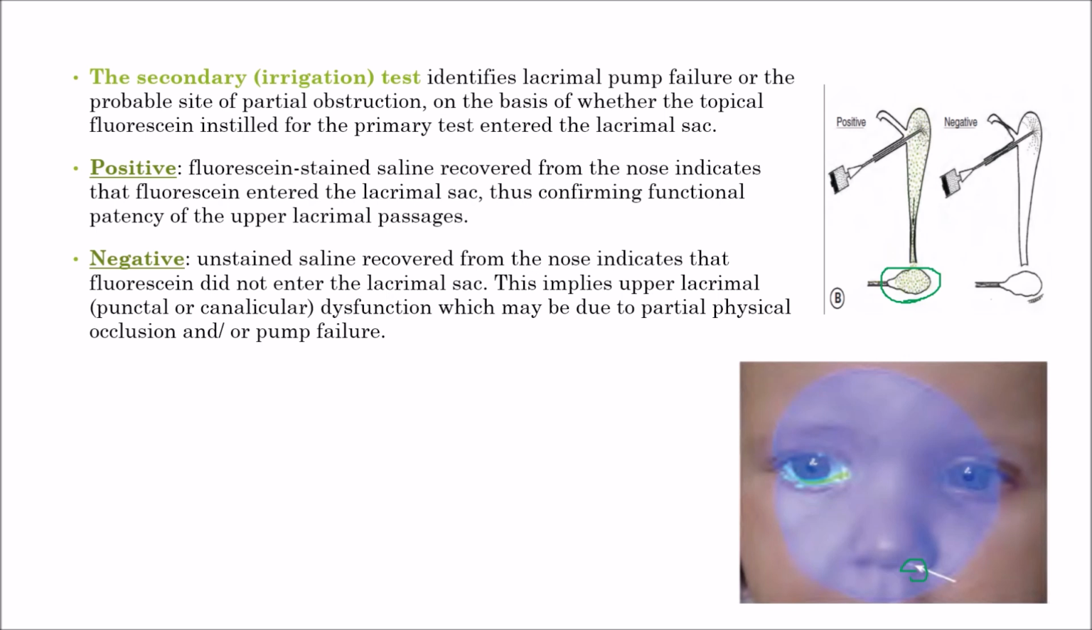Now, negative, unstained saline recovered from the nose indicates that fluorescein did not enter the lacrimal sac. This implies upper lacrimal, punctum or canalicular dysfunction, which may be due to partial physical occlusion or pump failure. As it is shown here, it can be due to obstruction here, or it can be due to the lacrimal pump failure, which did not let the fluorescein enter the lacrimal drainage system, so there will be nothing recovered on the cotton bud.